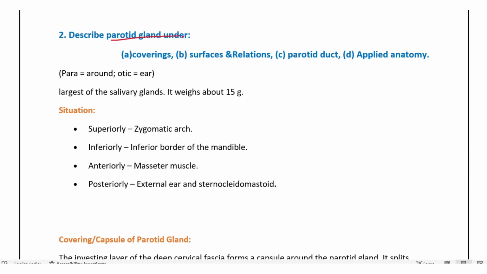That is, describe the parotid gland under the covering, surfaces and relation, the parotid duct and the applied anatomy. So this again, 10 marker, is divided into 5 subheadings which will carry 2 marks each. Okay, so before starting, we will write a brief introduction.